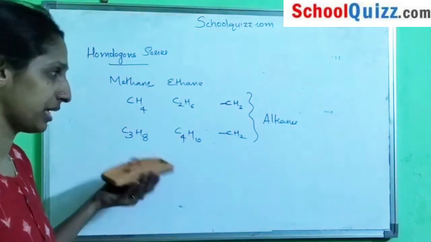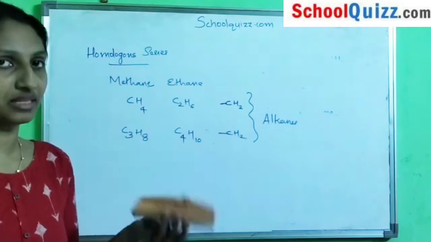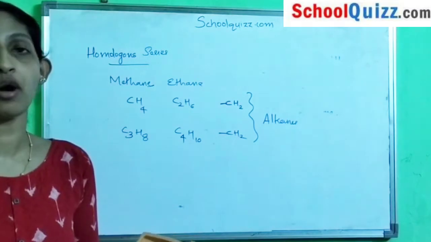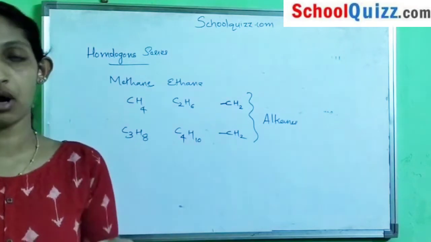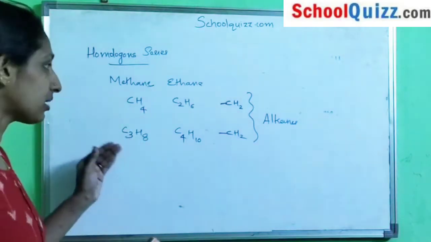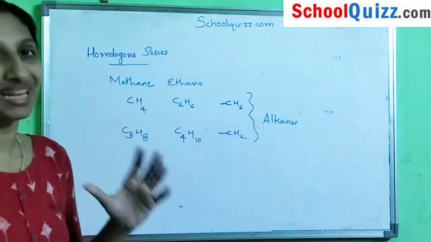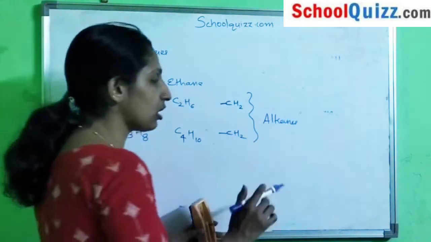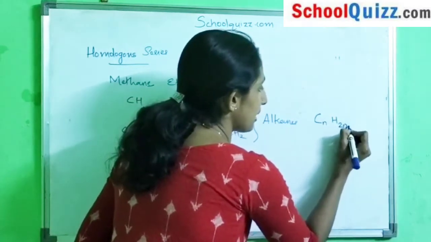Physical properties differ in a gradation: as the molecular mass increases, the boiling point and melting point also increase. So while comparing methane and butane, butane will have the higher boiling point and melting point since it has the higher molecular mass. But these all possess similar chemical properties because the functional group present here is the same. So this category is known as alkanes and it is denoted by the general formula CnH2n+2.